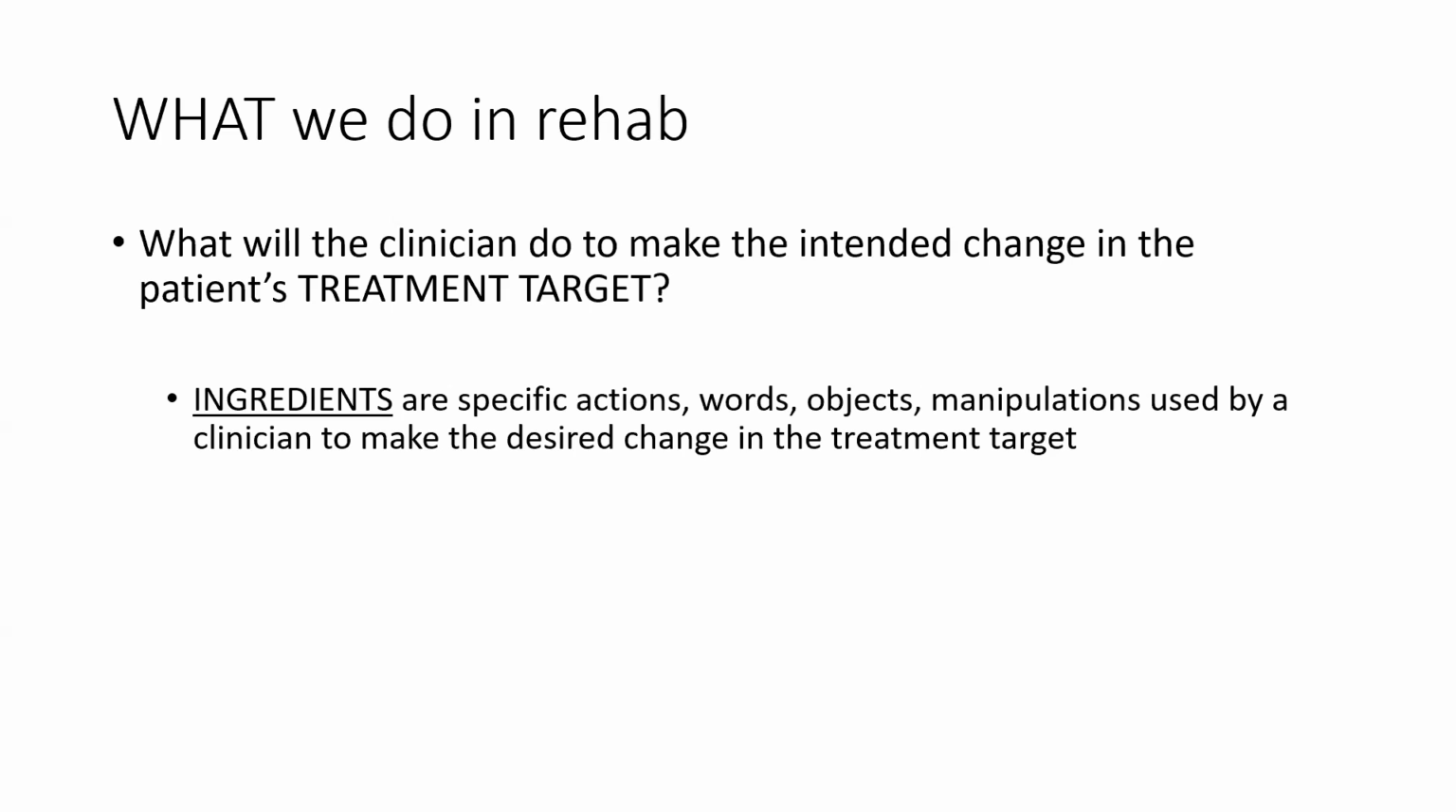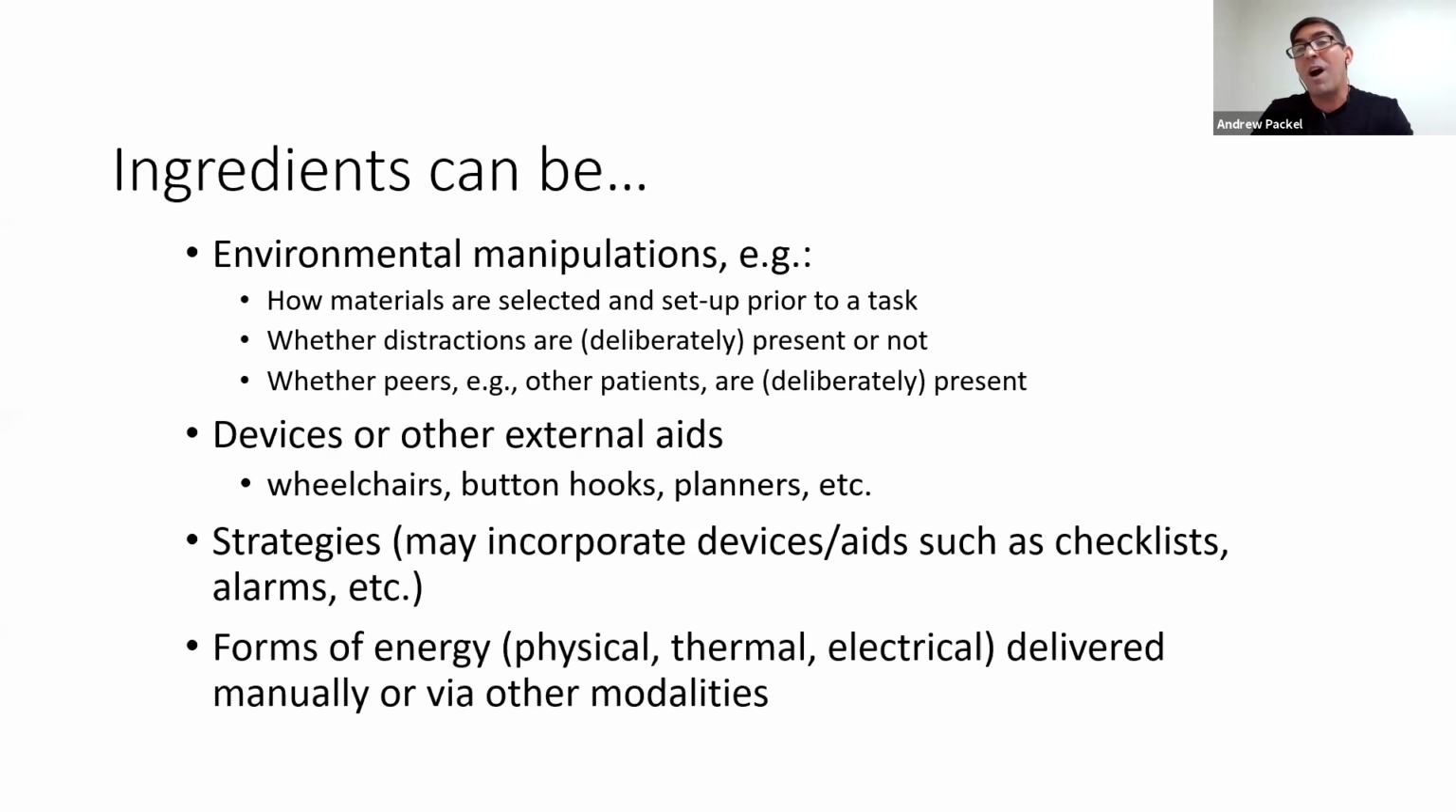The RTSS identifies what the clinician is going to do to make the change in the target as ingredients: specific actions, words, objects, anything that the clinician is putting into play to make that change in the target can be ingredients. So there are a wide variety of ingredients that we use. If we manipulate the environment and set it up in a certain way, we use a lot of different devices, aids, and different strategies that the therapist puts into practice, these may be ingredients.